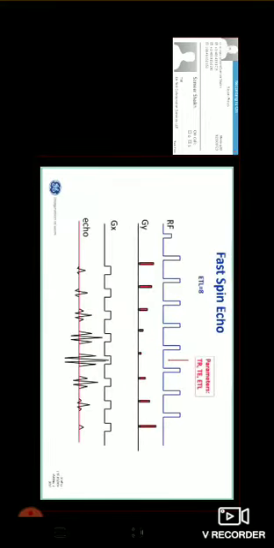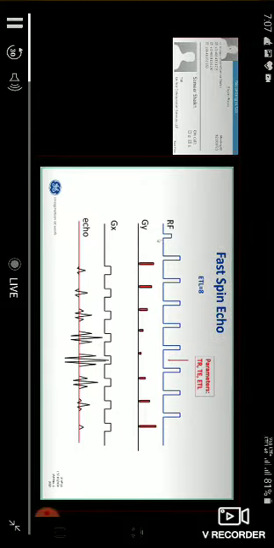So what is fast spin echo? In the previous couple of slides, we discussed only a single echo: 90, 180, then we receive the echo. What's happening if we increase our 180 degree pulses after the 90 degree?